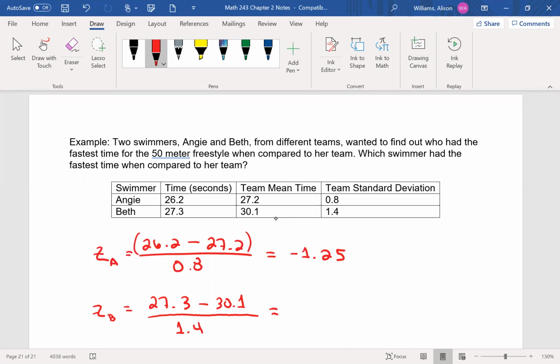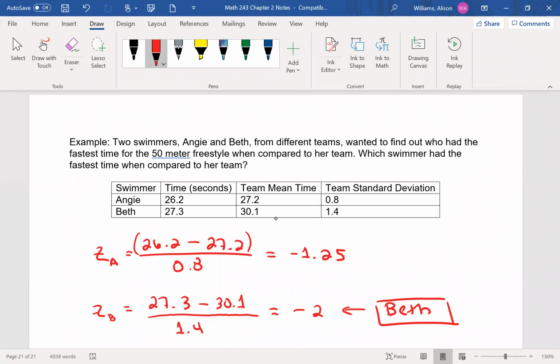Putting that into the calculator, and again, be careful, make sure you use parentheses if you're going to do it all at once. Otherwise, do it in steps. Hers comes out to -2. So Beth happens to be lower in her swim time compared to her mean by 2 standard deviations, where Angie is a little over 1 standard deviation. So in terms of who the better swimmer is, who has the faster time, it's Beth, because she is much lower than the average compared to Angie in her swim team's time.